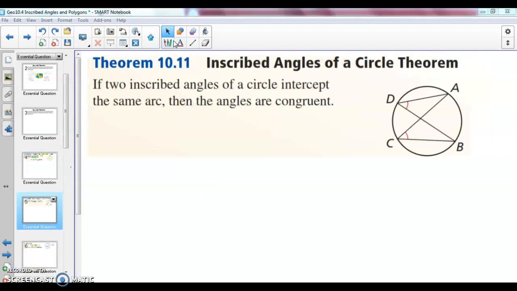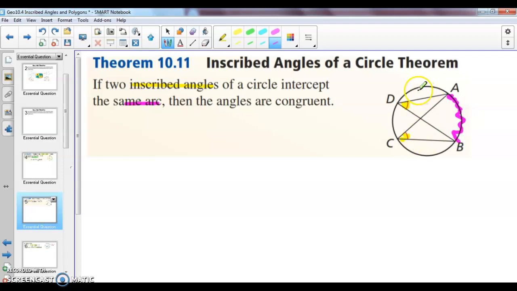The next theorem that we're going to look at is called the inscribed angles of a circle theorem. If two inscribed angles of a circle intercept the same arc, then the angles are congruent. So let's try to identify them in the figure. The two inscribed angles are actually angle D and angle C. Now they intercept the same arc. So their common intercepted arc is this arc here, which is AB. Let me trace that one.